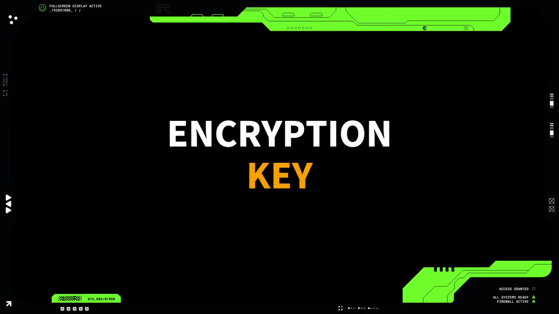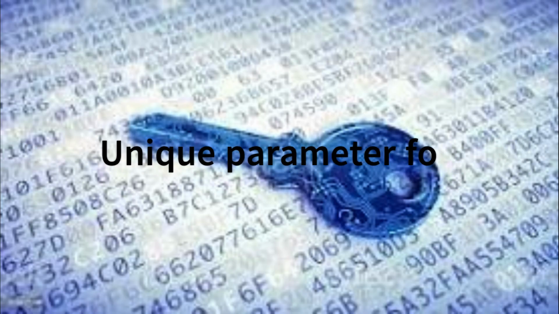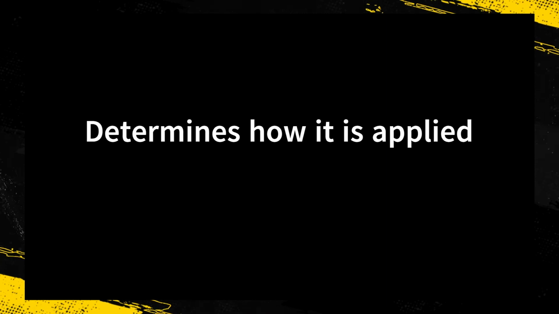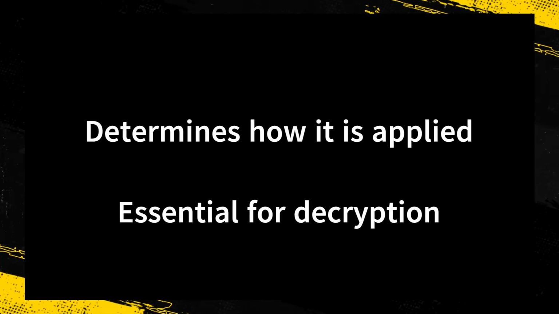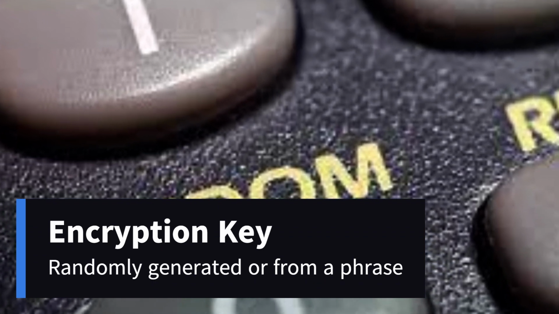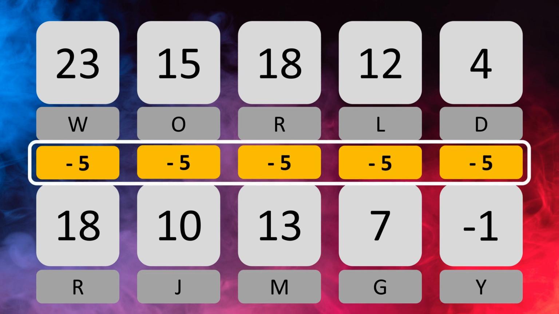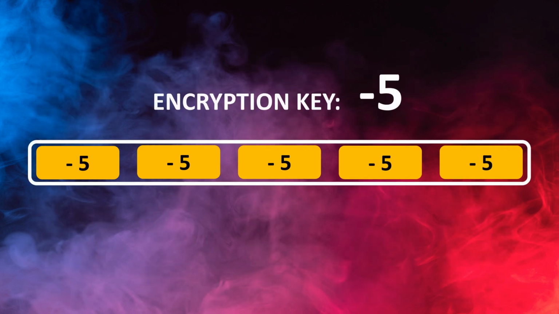Next, we have the encryption key. It is a unique parameter used by the encryption algorithm, which determines how the encryption is applied and is essential for decrypting the data later. The key can be a randomly generated sequence or derived from a phrase using the key derivation function. So in the case of the encryption of the word "word," it is subtracted in the numerical form by the number 5. Hence its encryption key will be -5.